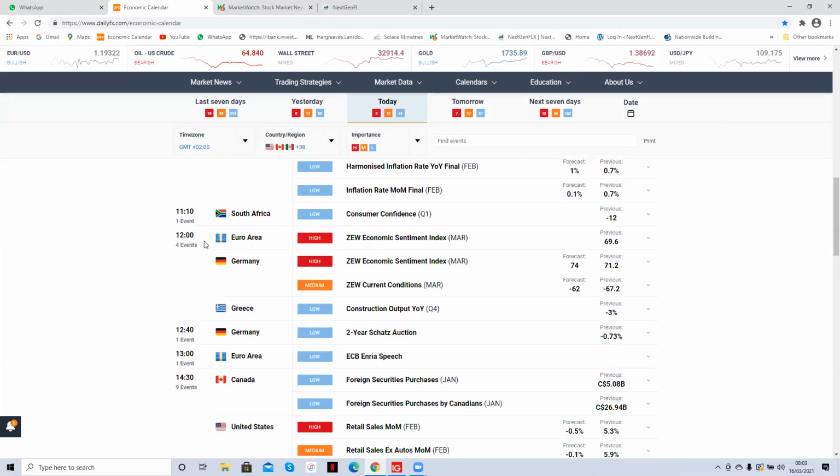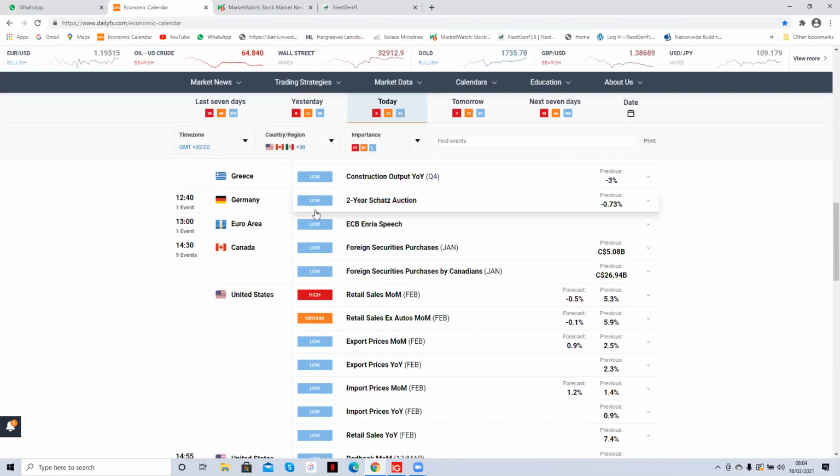So at 12 noon today, we have the Euro area and Germany economic sentiment index. So we've got two reports of high importance coming out at 12 noon Rwandan time. Obviously, this will have an impact on the Euro-US dollar because this would impact the euro. So that's the first report of high importance due out today that would specifically affect the Euro-US dollar, because it's the euro that this will affect.